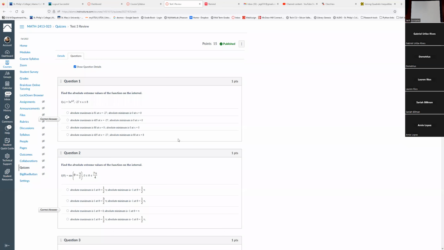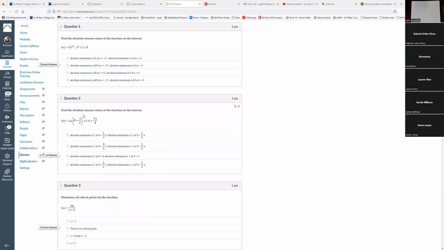Let me know if there's anything you don't understand. Let's look at the next couple of questions on your review. Can you see the review? So there's B for the one we just found, right? We said minimum at 0, 0, and 405 when x is negative 27, maximum.